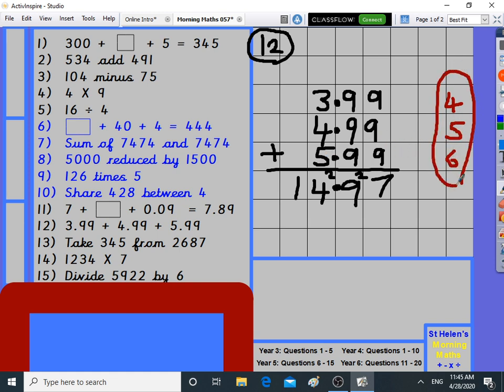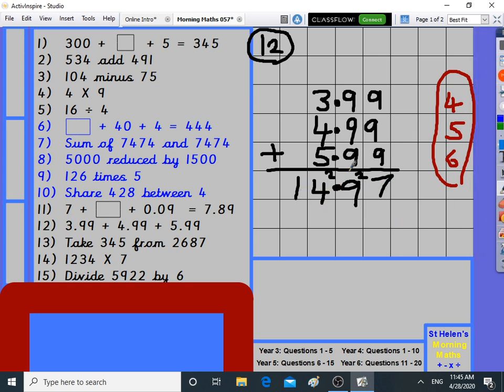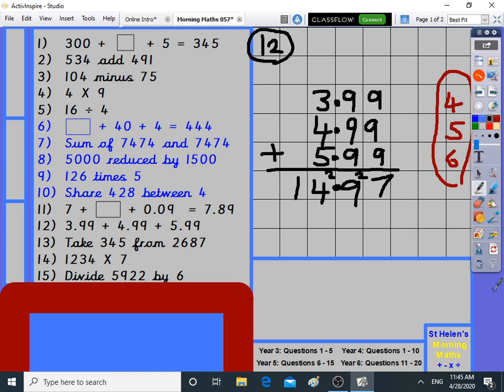So it should be about whatever this adds up to. 4 plus 5 is 9, plus 6 is 15. So it should be about £15. It actually is very nearly £15 because it's £14.97. If this is money, I'm just turning it into money so I can estimate. It should be £15, but we lost 1, 2, 3p, so that's why it's £14.97. That's a little check that I've done now. We'll go on to number 13.